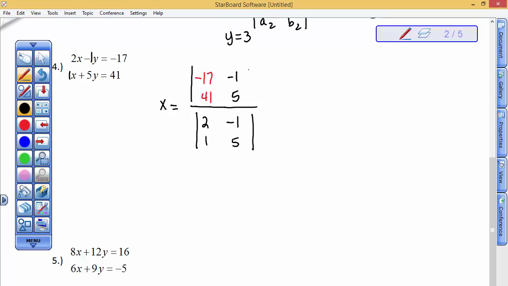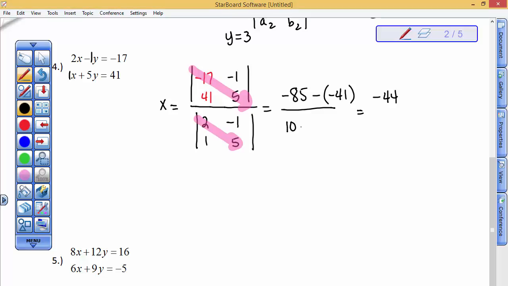And let's go ahead and do this fairly quickly. So I kind of don't want to make this too long. So a negative 17 times 5 is, I think, a negative 85. And then I'm going to subtract a negative 41 because that's this product, which means to add 41. So that's going to be a negative 44. Here I have 10, and I'm going to subtract a negative 1, which means I have 11. So my solution for x is a negative 44.